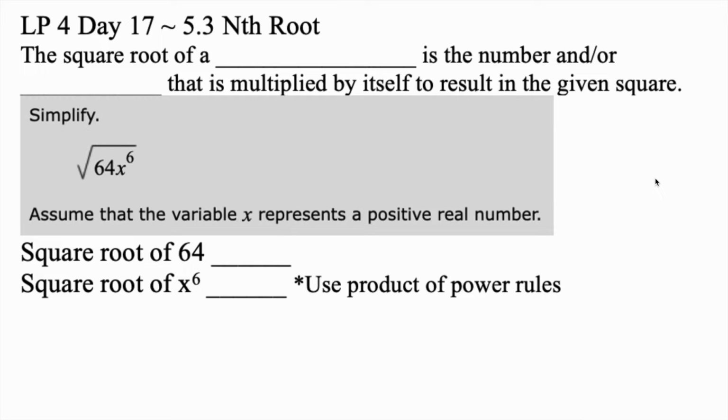All right, we're going to practice taking the square root of a polynomial. So this is just going back and re-practicing the idea of taking square roots. A square root of a polynomial is the number and/or variables that is multiplied by itself to result in the given square. So just keep that in mind. If I'm thinking of 9, well, 3 times 3 got me 9. So the square root of 9 is 3.